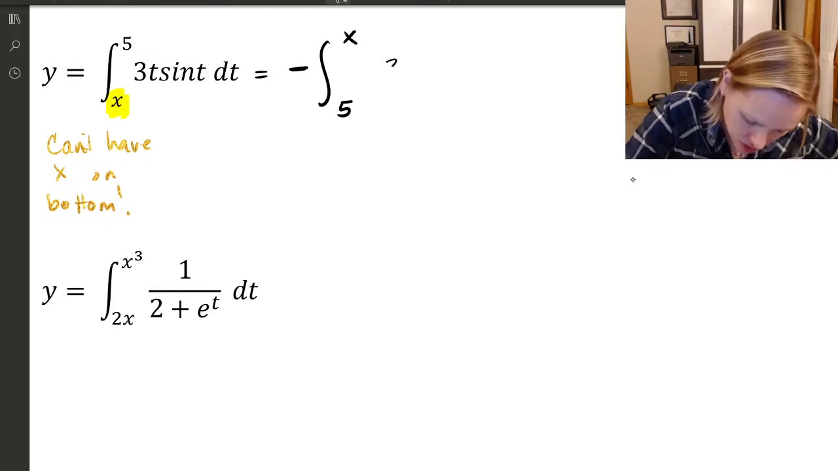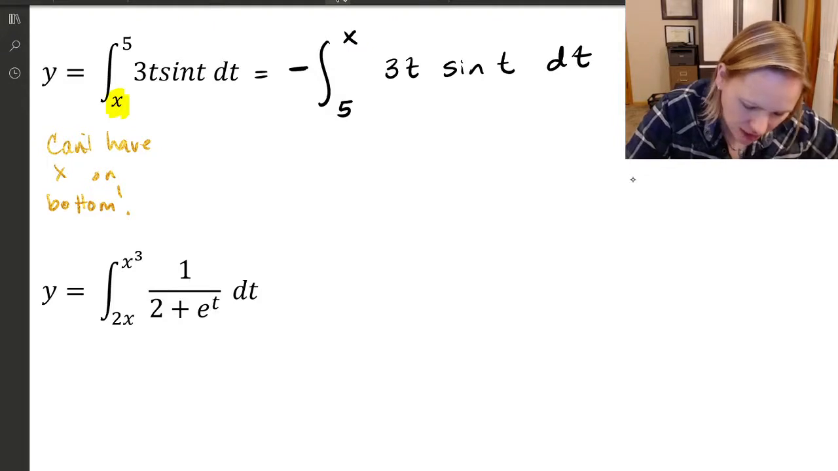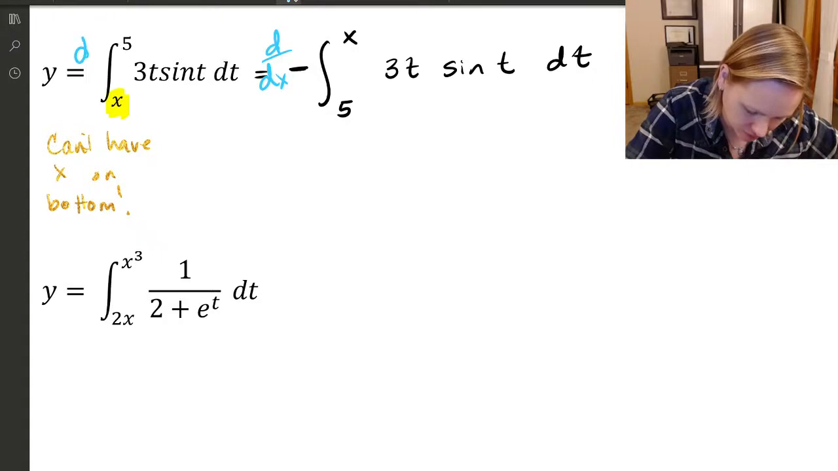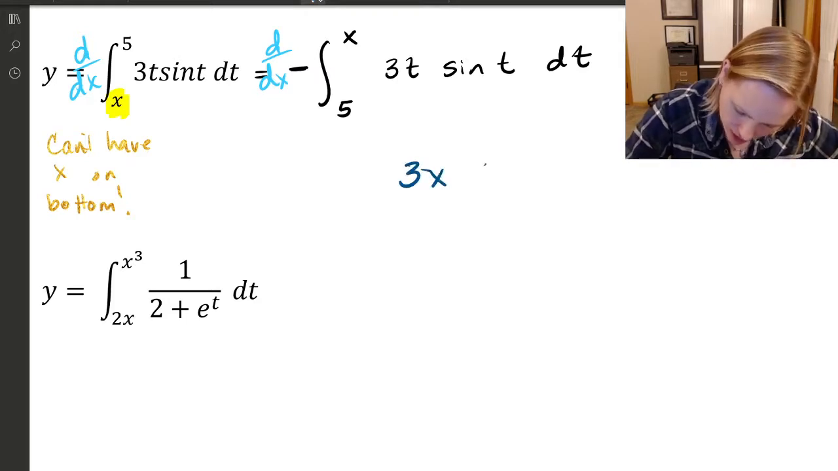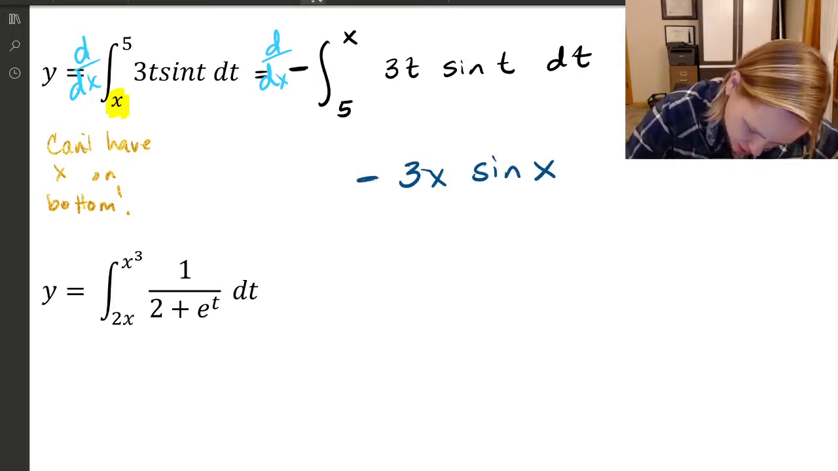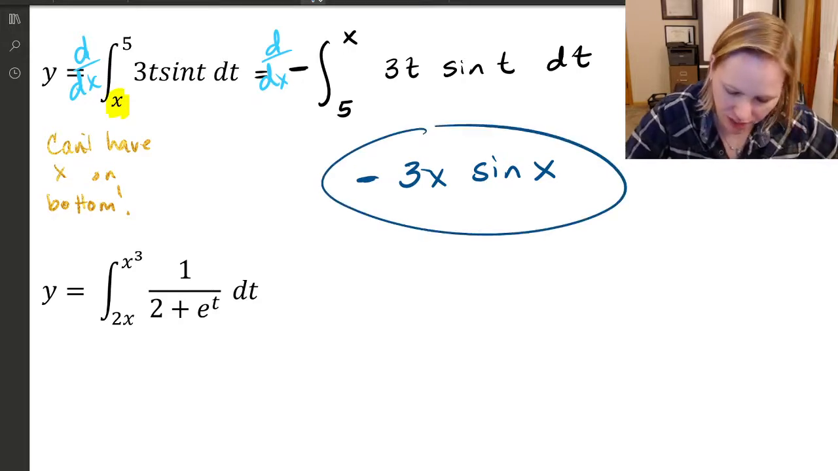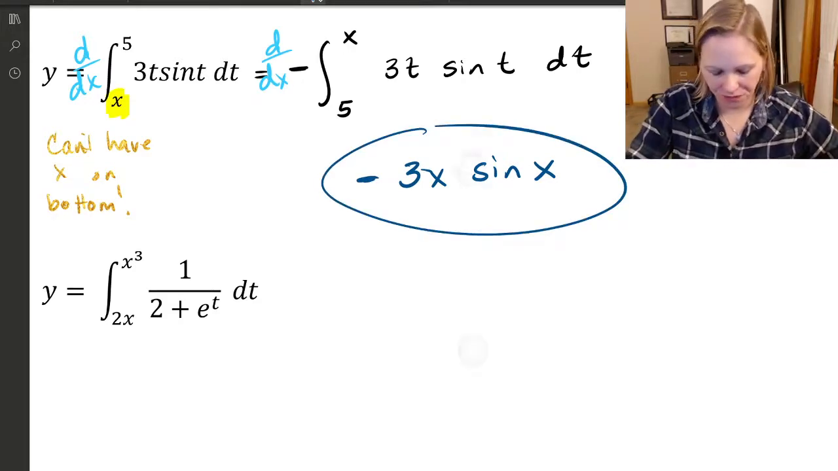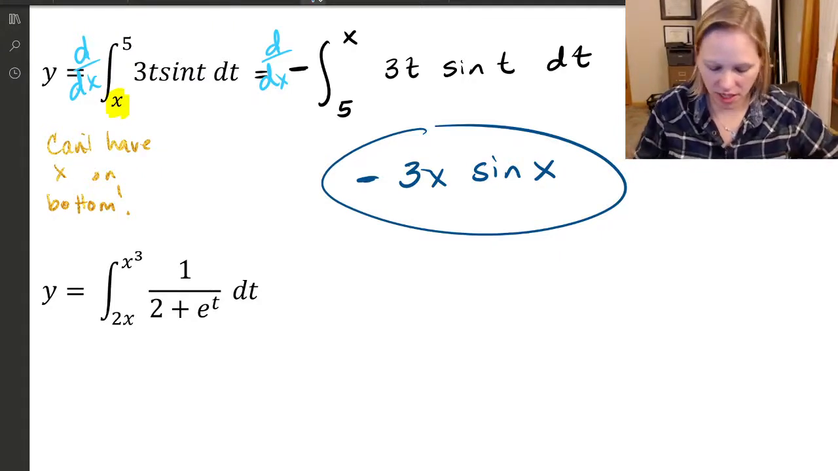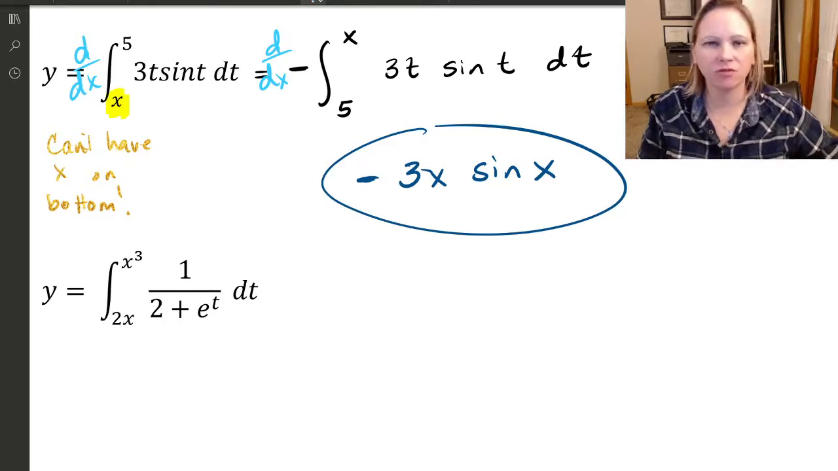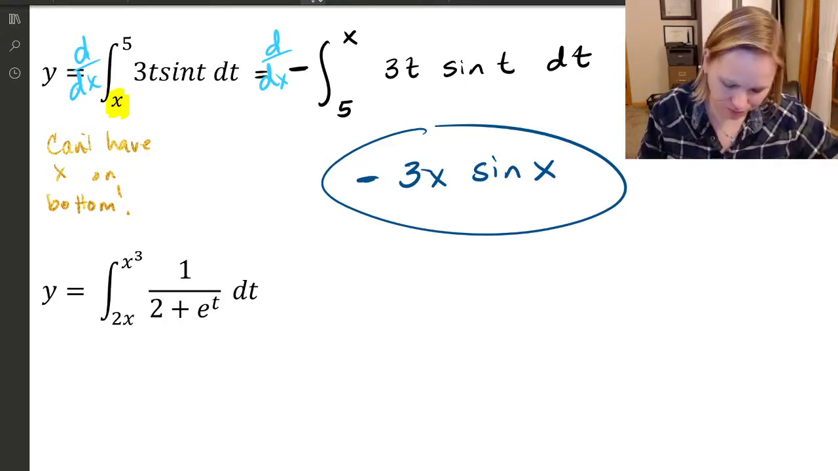So this becomes 3t sine of t dt. And now when I go to integrate this, d dx, I am literally going to write 3x sine of x, but then I'm going to put the negative sign in front. Boom, done. So the u was x, du dx was 1. I didn't have to worry about that. That's all it is. I just have to remember to put the negative when I flip the limits of integration.